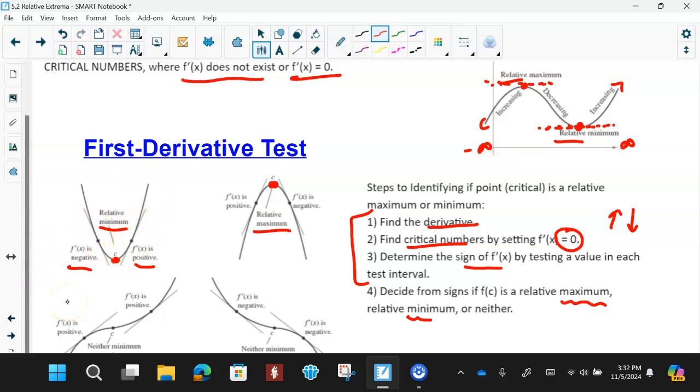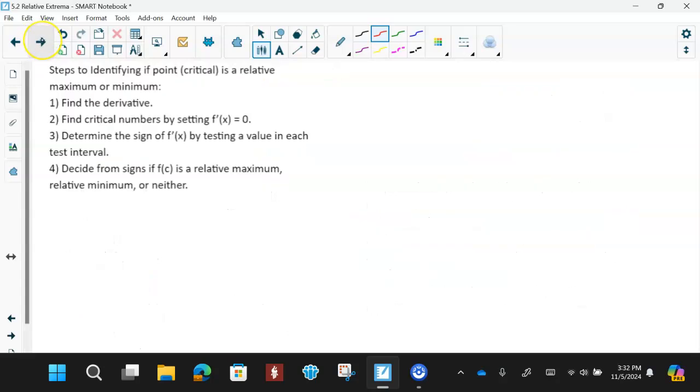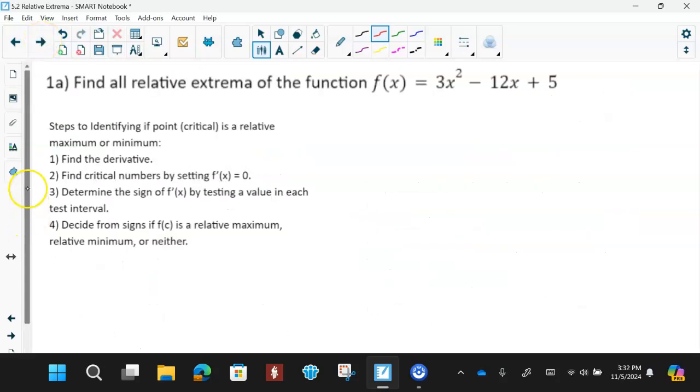Now, if it was neither, it could be neither if when we tested our intervals, they had both a positive value, or they were both a negative value. So again, that's when it's neither. So that is our first derivative test. So again, here we go.